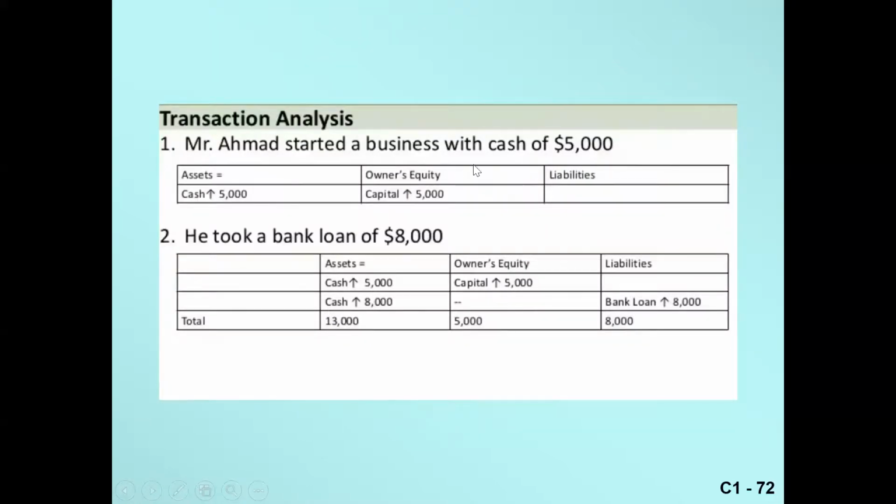Mr. Ahmad started a business with cash 5,000, so cash will be increased, with the arrow increasing owner's equity, so capital increases in here. And then he took a bank loan of 8,000, which means assets will also be increased by 8,000 from liabilities, the bank loan. Okay, now the company's cash becomes 13,000. 5,000 is from the owner, another 8,000 from the bank loan. So we report it as a liability.